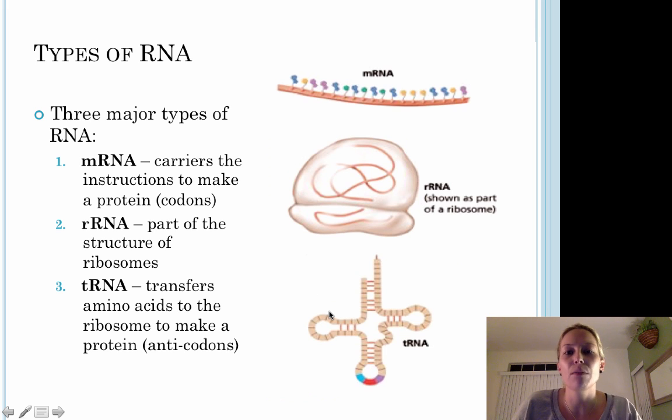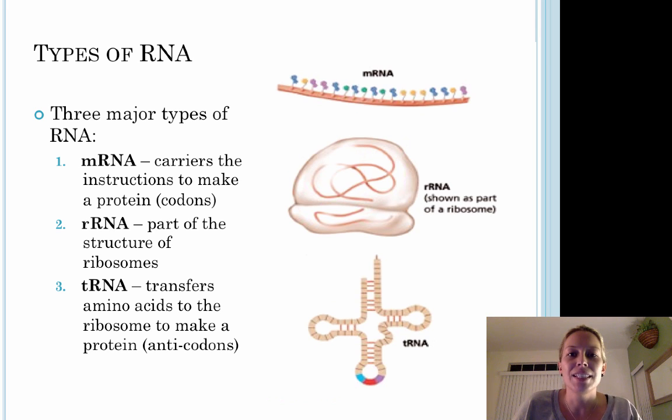So there are three types of RNA that you need to be familiar with. The first type is mRNA, and mRNA stands for messenger RNA. Messenger RNA is responsible for carrying the instructions to make a protein.